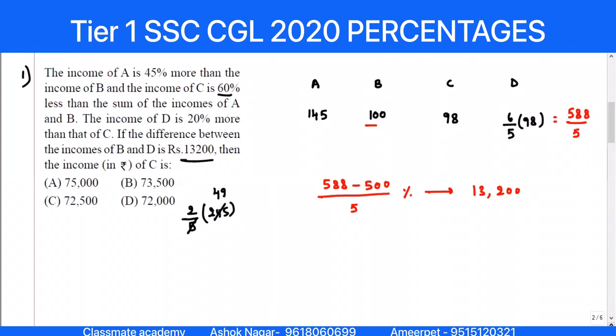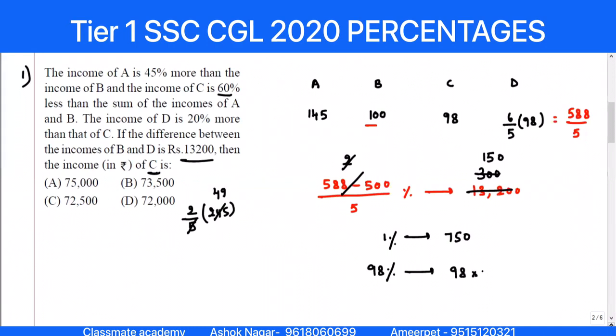Can I say it is 88? 88 means 44 twos are, 44 threes are, 2 ones are. What is 1%? It is asking you C. C is how much percent? 98 into 750. What is 750 into 100? 750 into 100 is 75,000. You need to take out two 750s. Two 750s means out of 75,000, you need to take out 1,500. If I take out 1,500 from 75,000, it will be how much? 73,500. Is that clear?